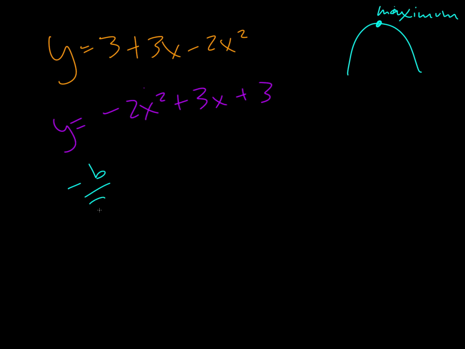So negative b over 2a. So we get negative 3 over 2 times negative 2. And so those negatives would cancel, and we end up with 3/4. So that is the x value.